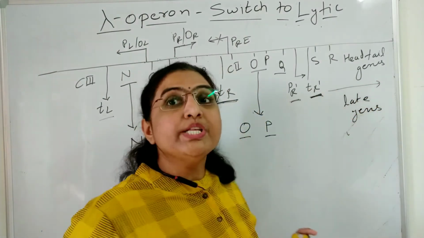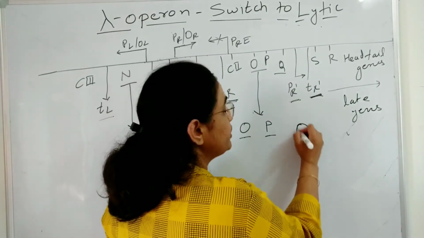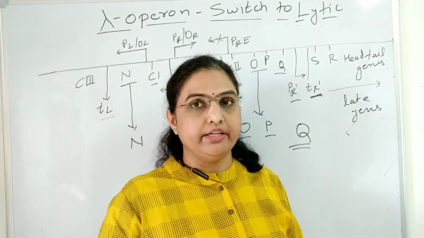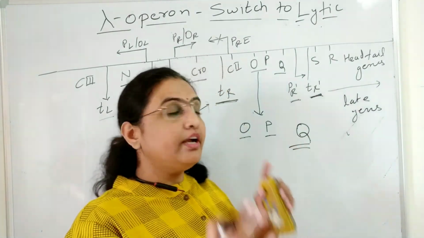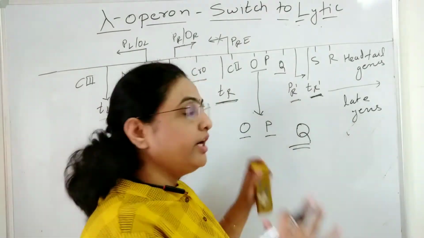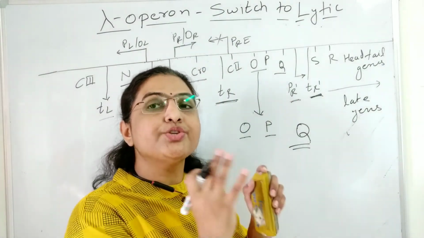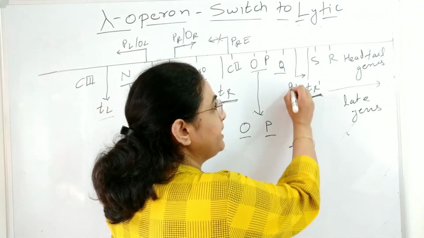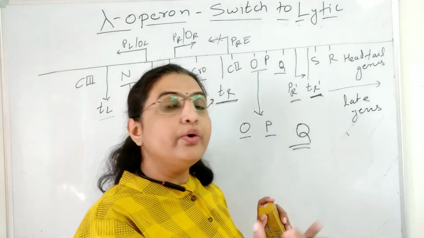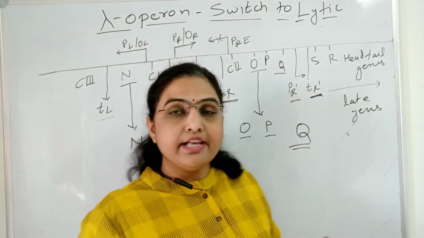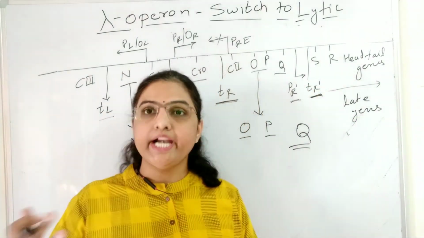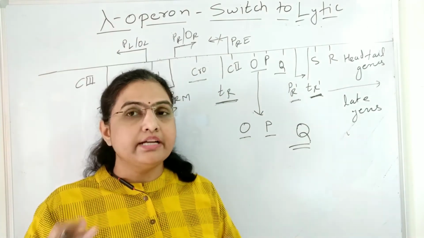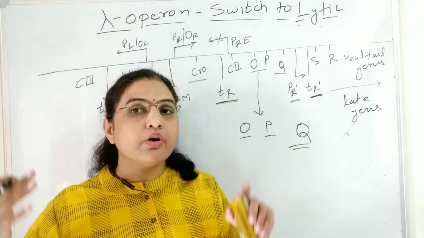Okay, so here who is going to work for that? The Q. Who is going to work for that? Q. Q is whom? Q is the anti-terminator, and that anti-terminator Q is allowing the anti-termination at the TR prime. So the transcription from the PR prime which has been started can now go into the late genes, and now there will be the synthesis of the head and the tail, and also the proteins required for the lysis, that is the bursting of the bacterial cell.